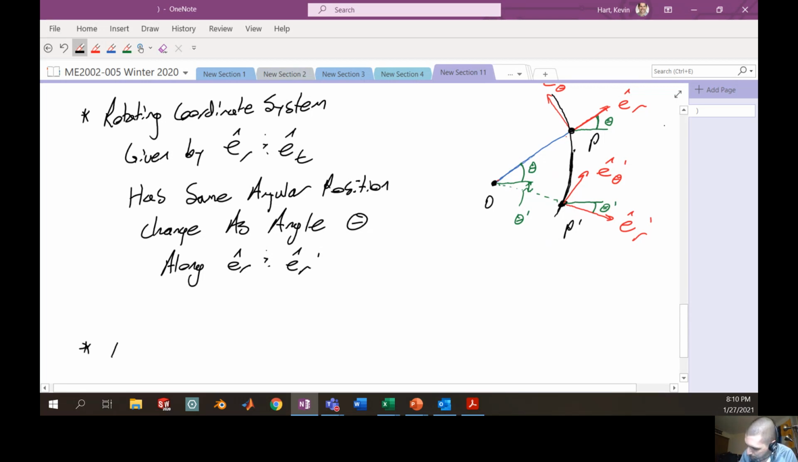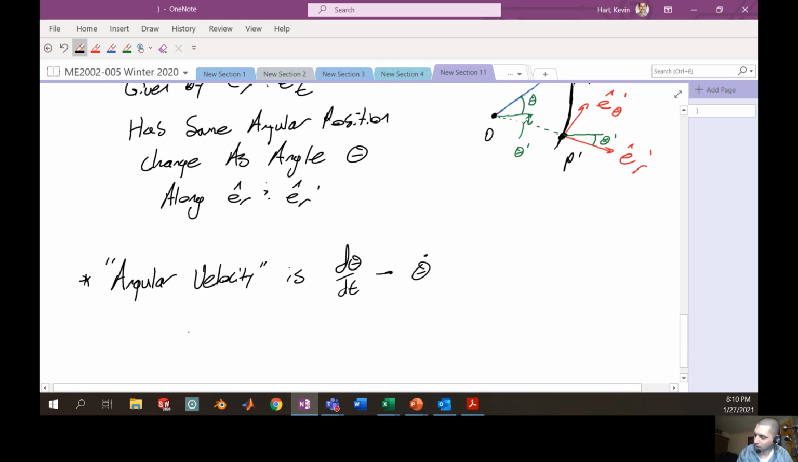So here, angular velocity is d theta dt, which we also call theta dot. It's also often given the Greek letter omega.